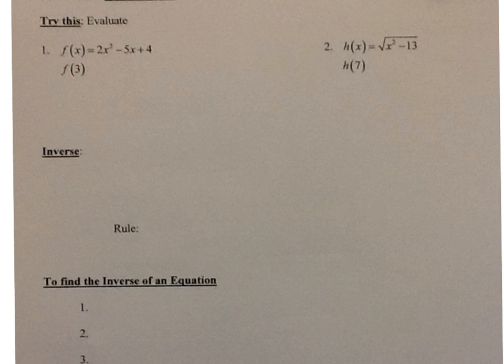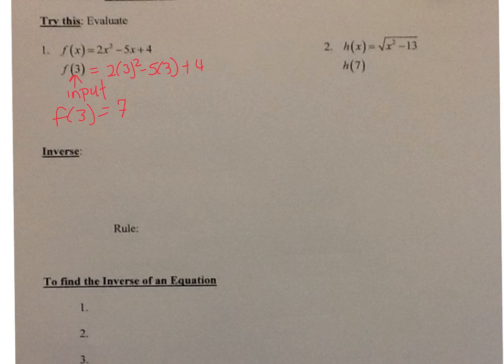We're looking for f of 3. So my input is 3. So I have 2 times 3 squared minus 5 times 3 plus 4. So f of 3, just plug that in your calculator, is equal to 7.